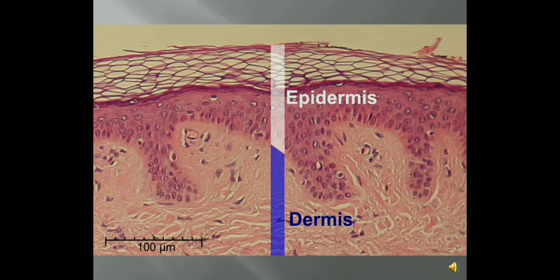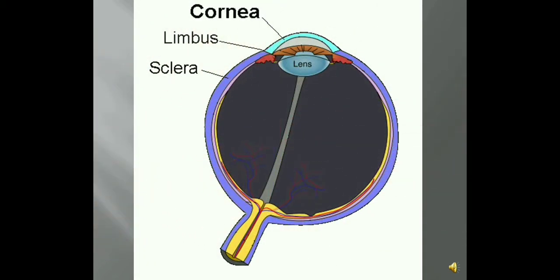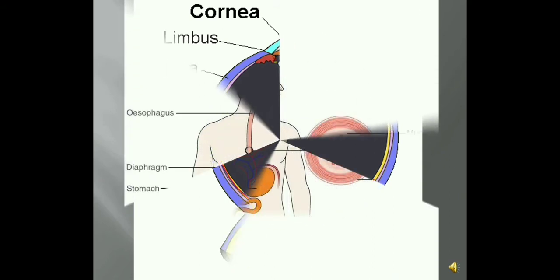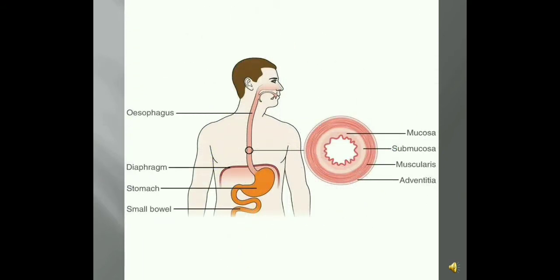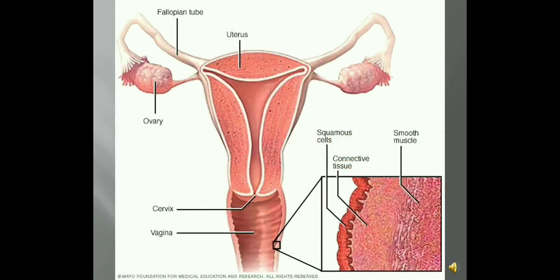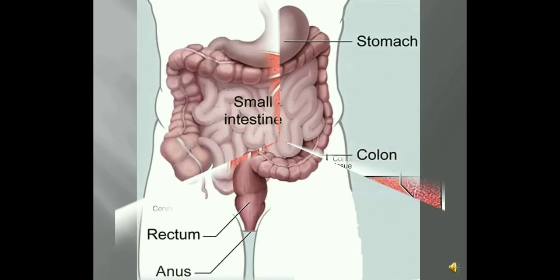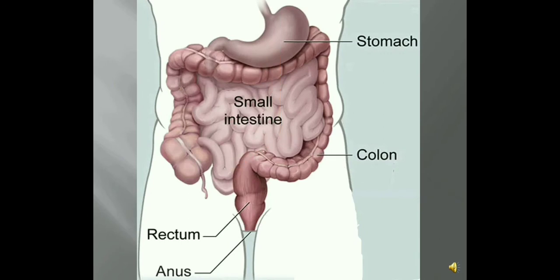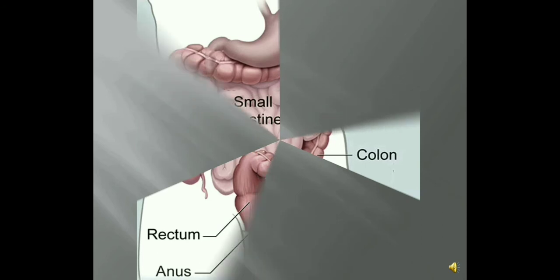So here the example is, it is found in the epidermis of skin, cornea of eyes, esophagus, vagina, rectum, etc. Talking about functions of stratified epithelium, it has only one function, and the function is protection.